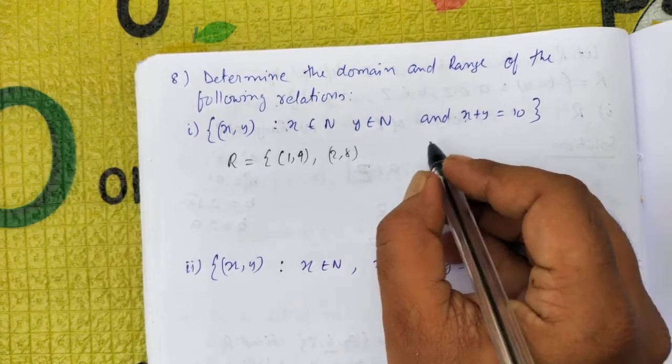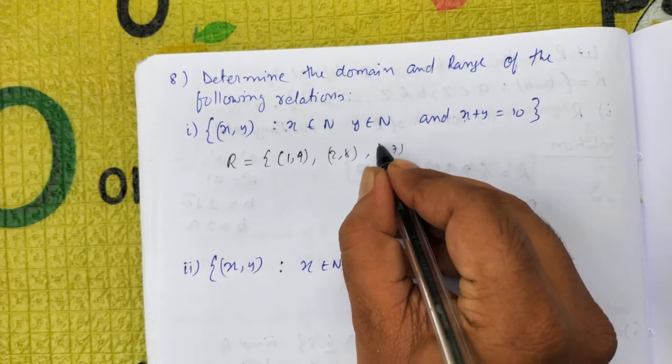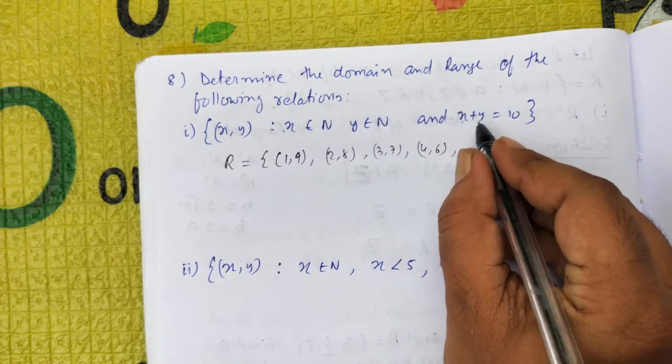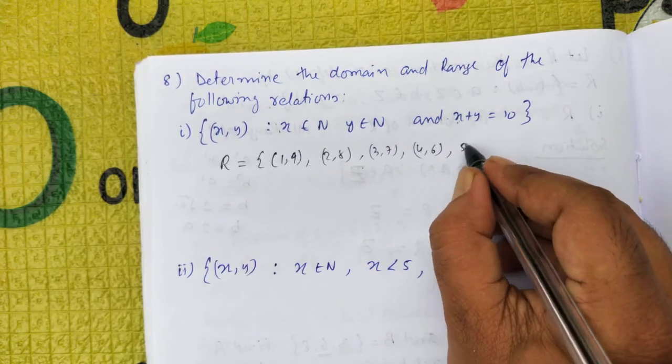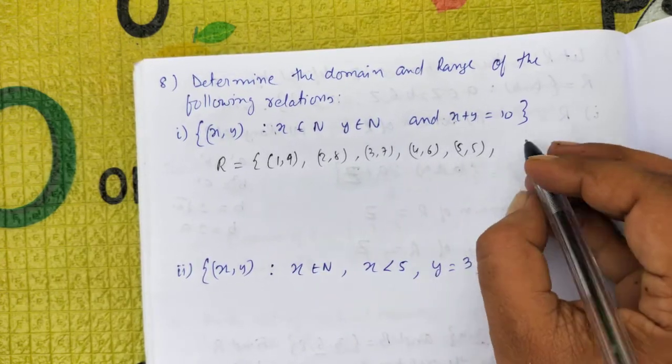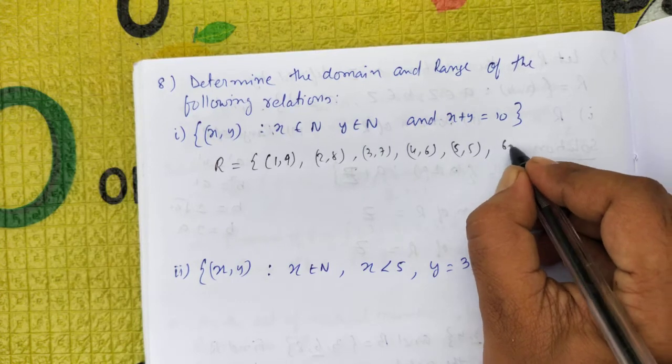Sum of these two must be 10. 3, 7 I can write. 4, 6 I can write. x plus y is 10. 5, 5 I can write. Only natural numbers I am using, okay. There is no negative number or 0. 6, 4 I can write.